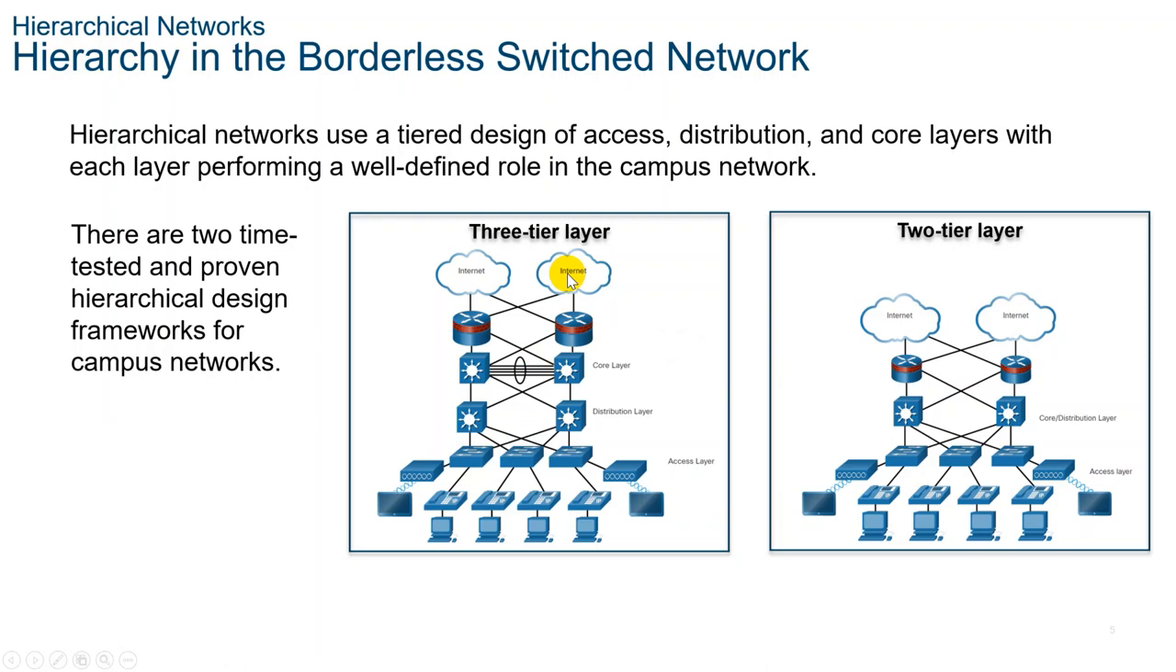When you say three-tier, you have the presence of the access layer, the distribution layer, and the core layer. This is a hierarchical design framework for campus networks. When you say two-tier, you combine the core and distribution layer into one, and you have the access layer. This is good for small networks, and the three-tier one is designed for the enterprise. So the three critical layers within this tier design are the access, distribution, and core layer. Each layer can be seen as a well-defined, structured module with specific roles and functions in the campus network.